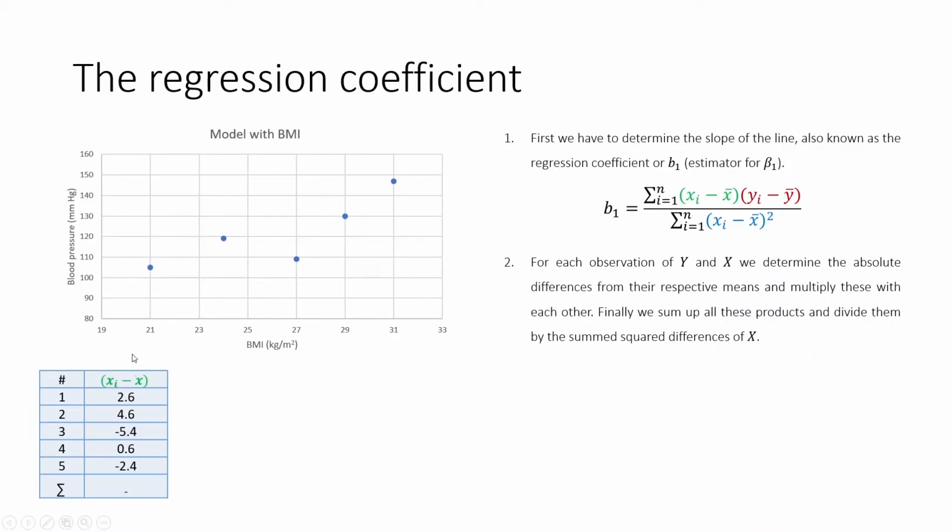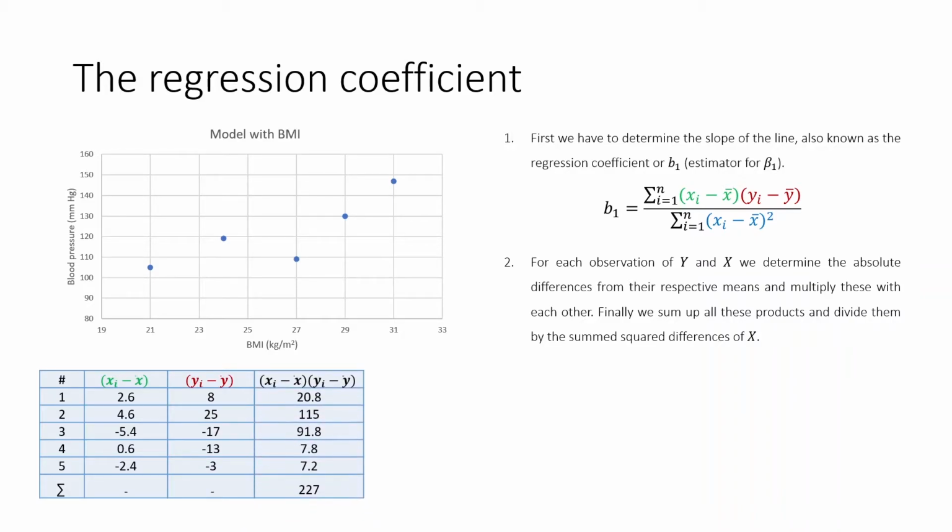So here you can see the absolute differences from x sub i and from the x mean. Here we see the same thing happening for the y variable, so blood pressure. Here we see those differences, those two absolute differences multiplied by one another. And finally, we see the calculations of the bottom of the formula. I've color-coded them so they can be a bit easier to distinguish.